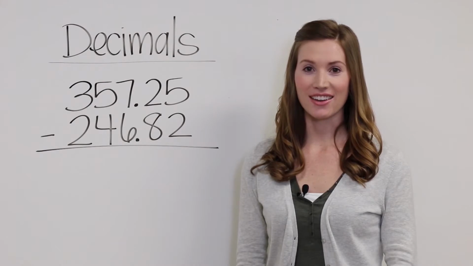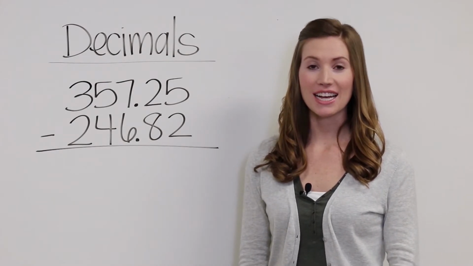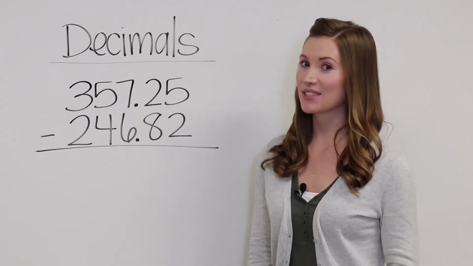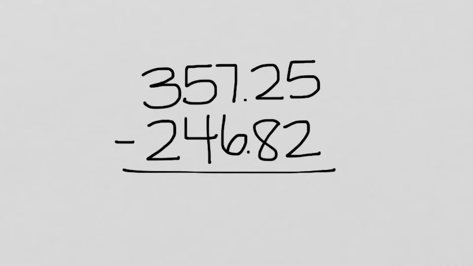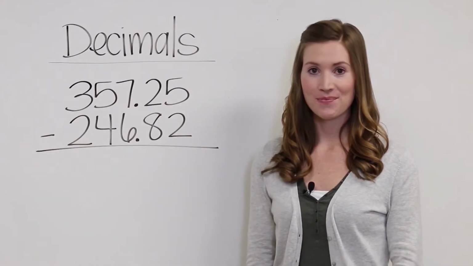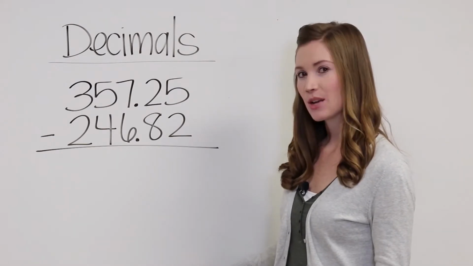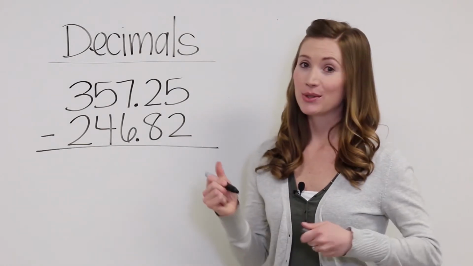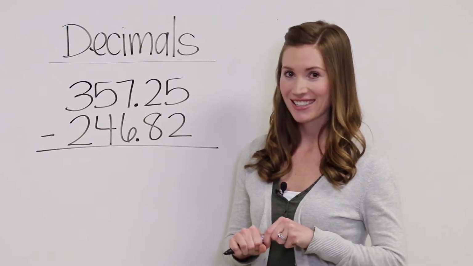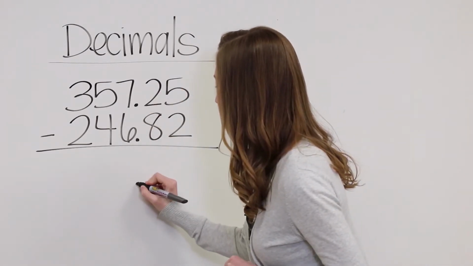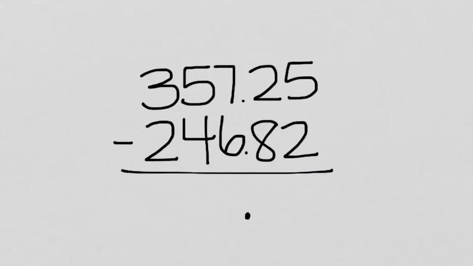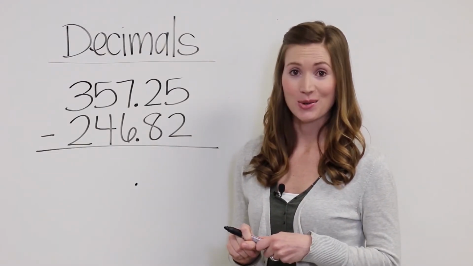Let's do another problem together. Try and read the problem to yourself as I read it aloud. Remember to use place value as you read. 357 and 25 hundredths minus 246 and 82 hundredths. Great job. Now, what's the first thing we need to do? If you said bring down the decimal, you're correct. We're going to account for this decimal point at the very beginning. Now we're just going to subtract as usual.